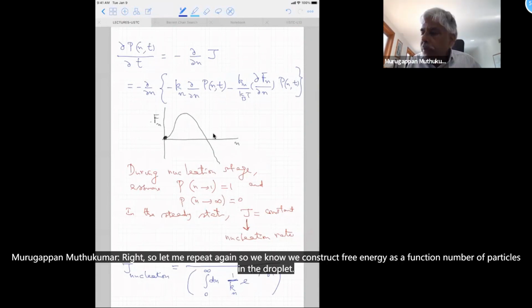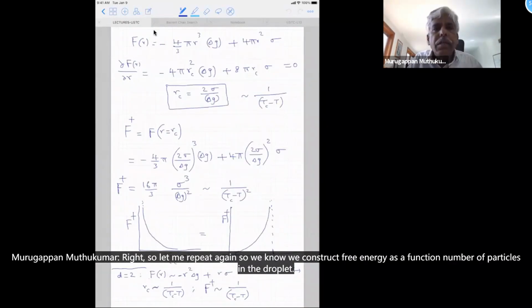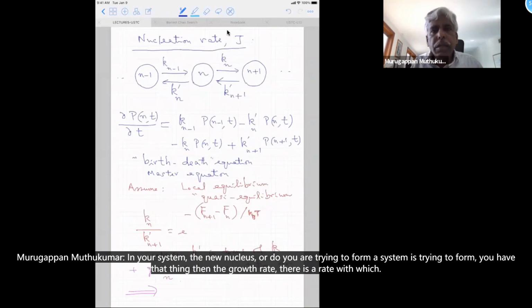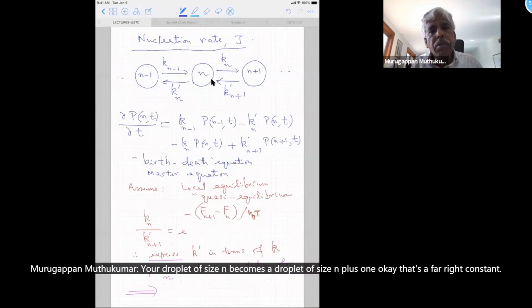Right, so let me repeat again. We construct the free energy as a function of the number of particles in the droplet in your system, the new nucleus that the system is trying to form. You have that. Then the growth rate: there is a rate with which your droplet of size n becomes a droplet of size n plus 1. That's a forward rate constant.